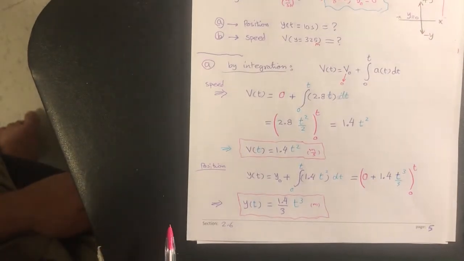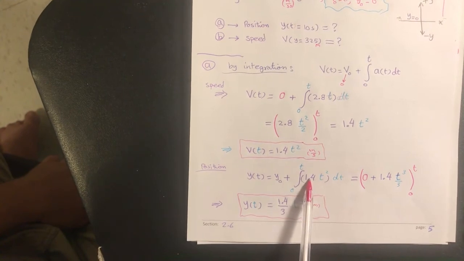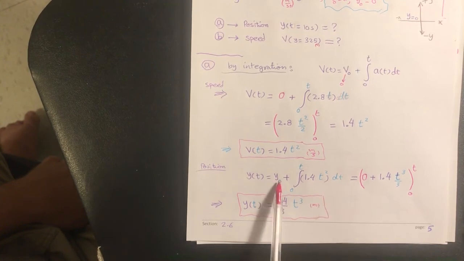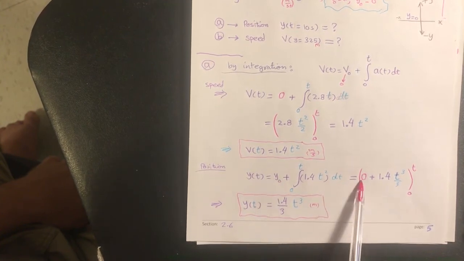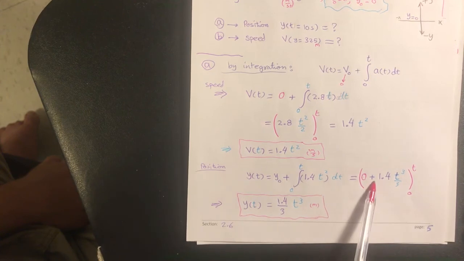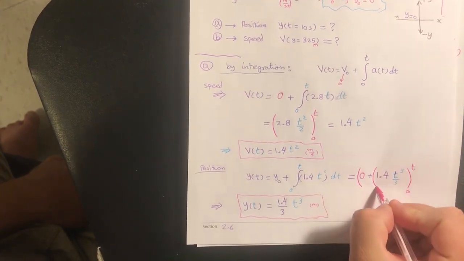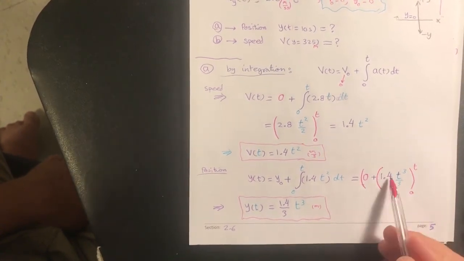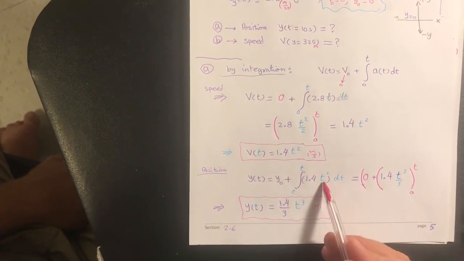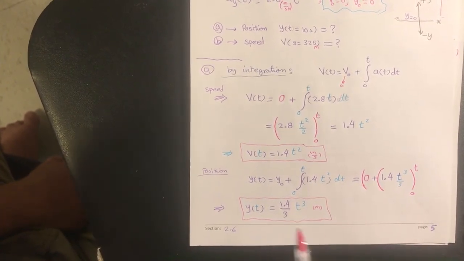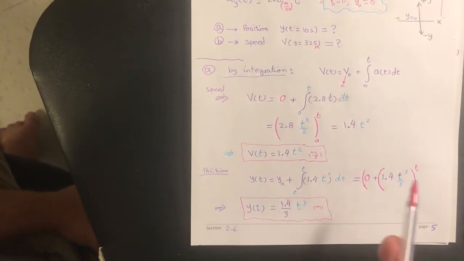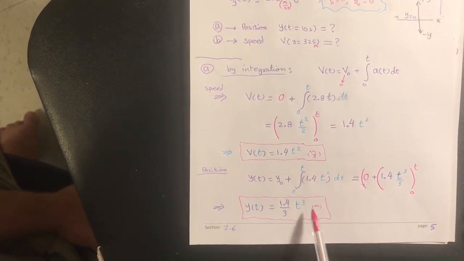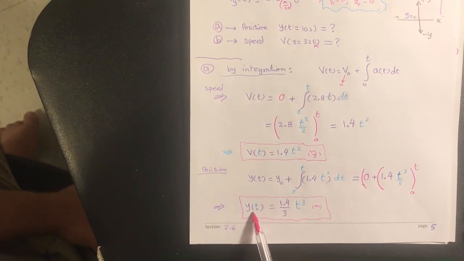Okay, now the velocity function, we need to integrate it, which is 1.4 t squared dt. The initial position y naught is equal to 0 plus the integration, the limits for just this term. 1.4 t cubed over 3, the integration of t squared. This will give us 0 at the lower limit, it will not appear here, plus 1.4 over 3 t cubed meters. This is the position function.